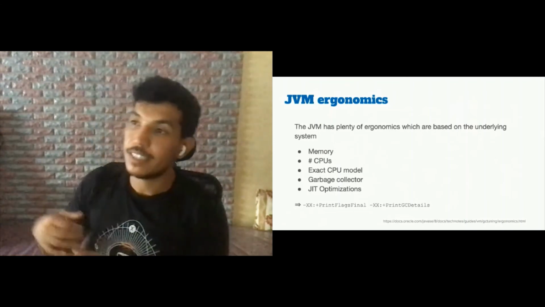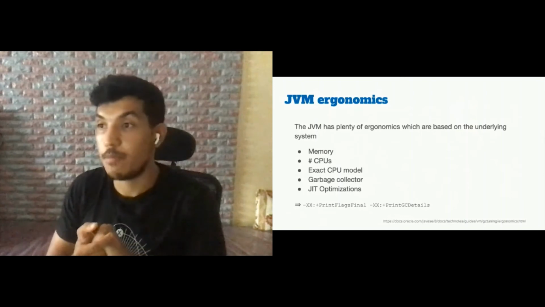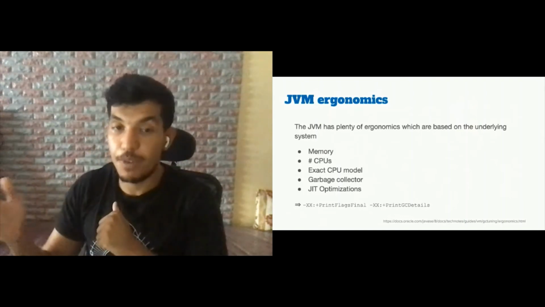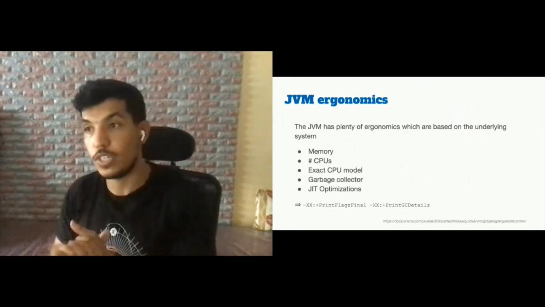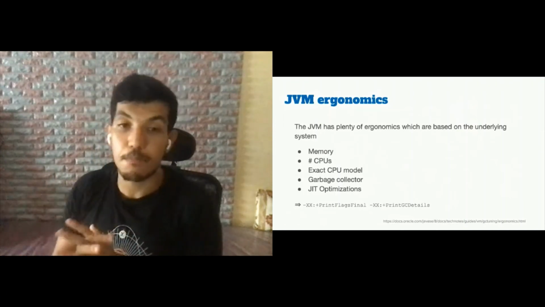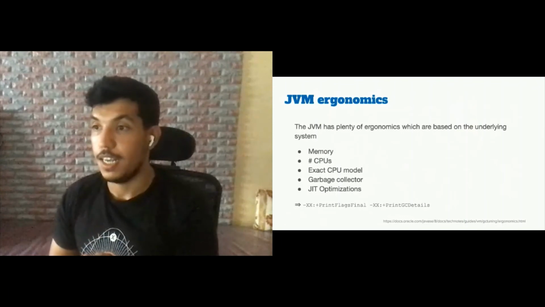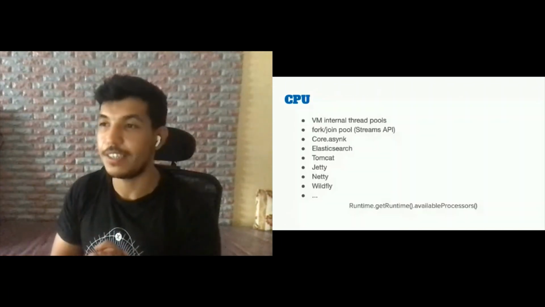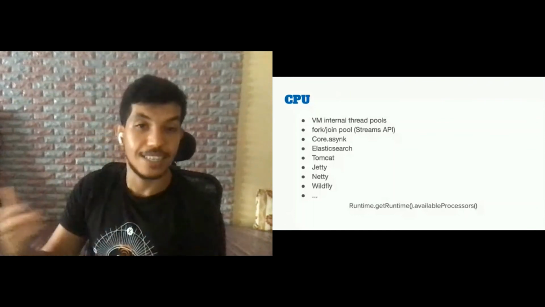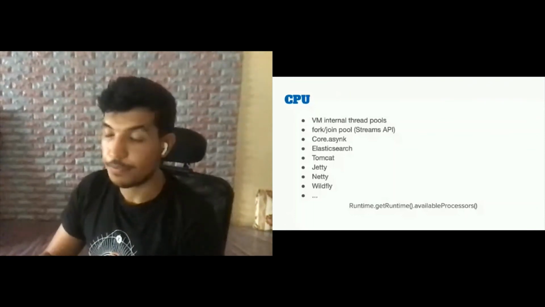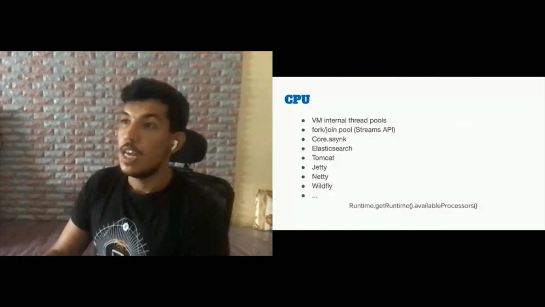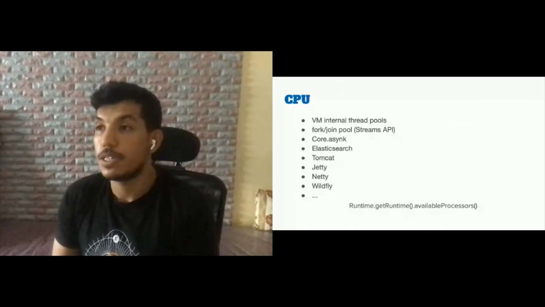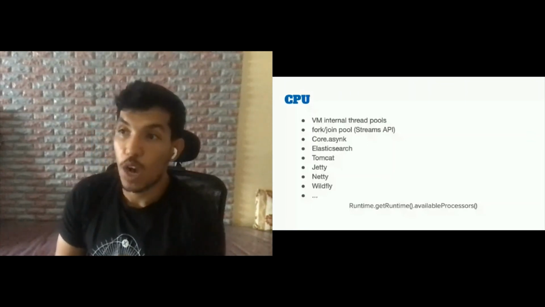And this will impact some internal JVM stuff. It will impact some popular Java APIs like the Stream API and the Fork Join API. And it will impact some popular Java frameworks and tools, like Elasticsearch, Tomcat, and a lot of others. And as I mentioned, I was using Java 8 update 121.